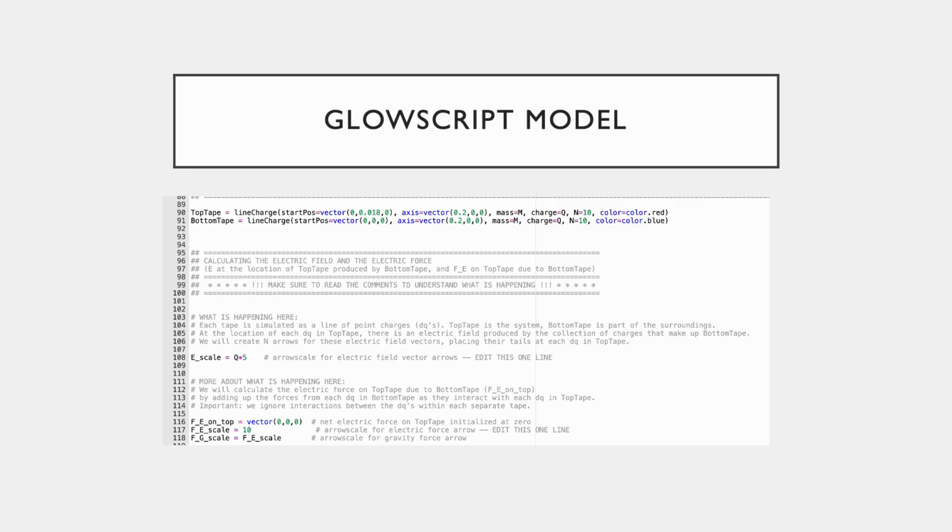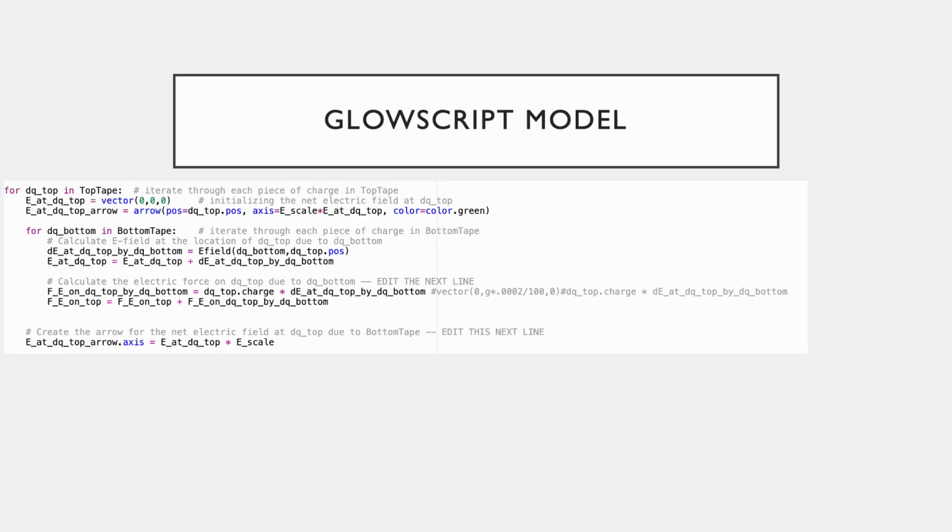Right here at the top, we call these functions twice, and it creates two lines of charges, one for tape A and one for tape B. Top tape is the tape that's being pushed up by the bottom tape to try and cancel out gravity. And then we have the scale factors so that the arrows look decent.